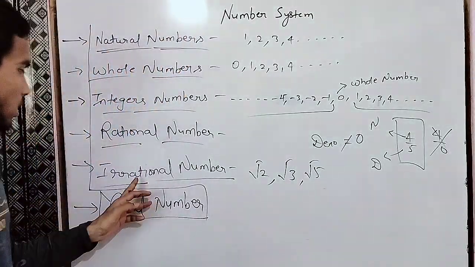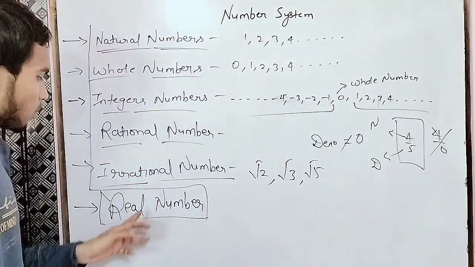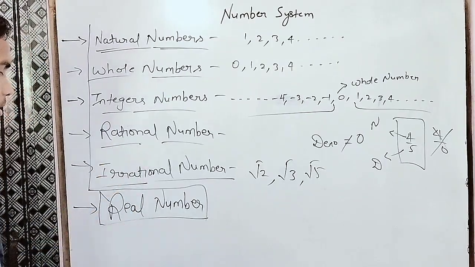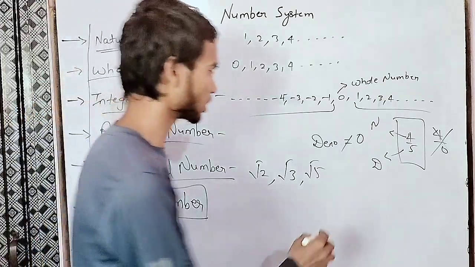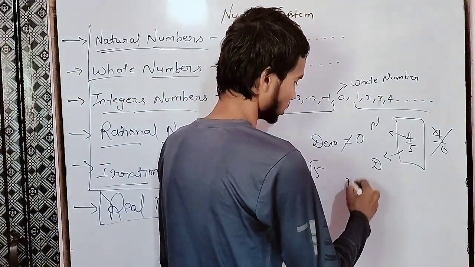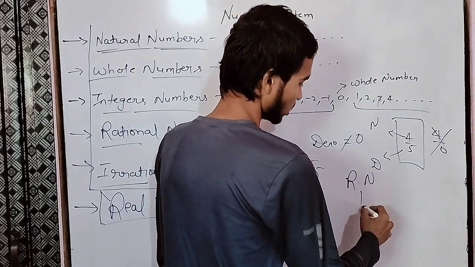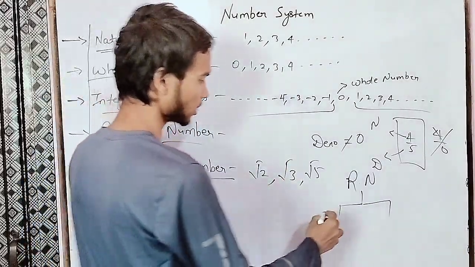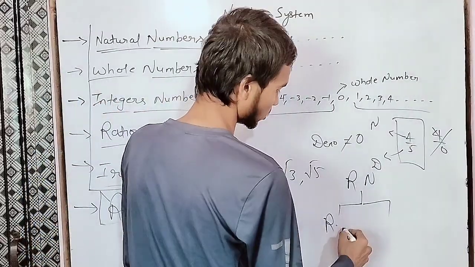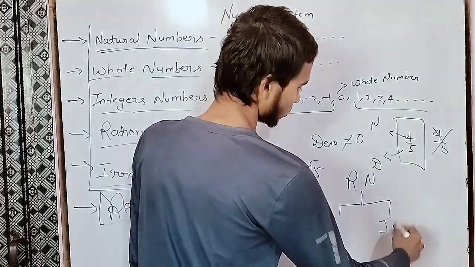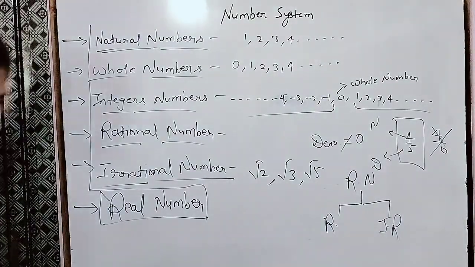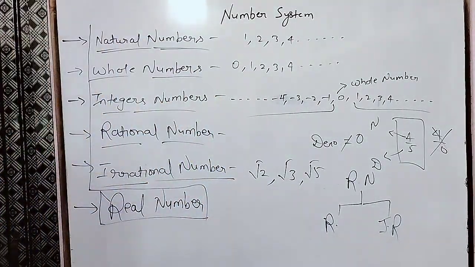This is the second type of real number, and this is the first part of real numbers. I am trying to say that this is a real number, then it will be classified into two parts. First, rational numbers, and second, irrational numbers.